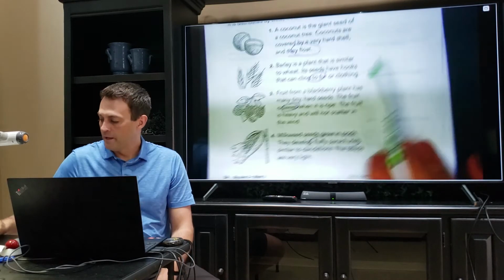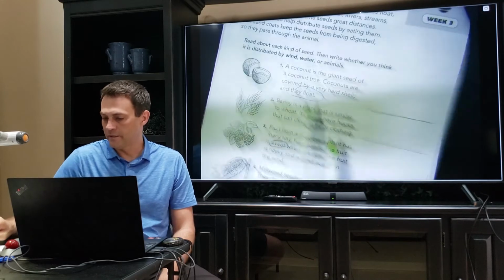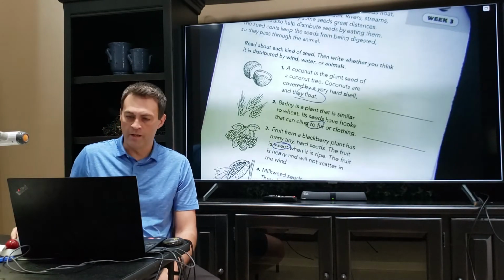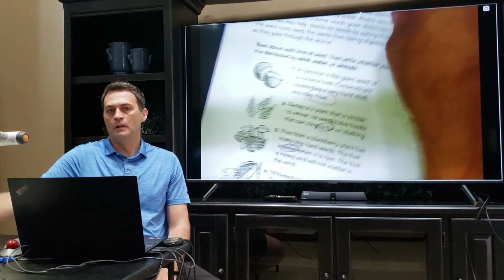So you're going to write, in these lines here, wind, water, or animals. Which one you decide. All right, that's science for today.